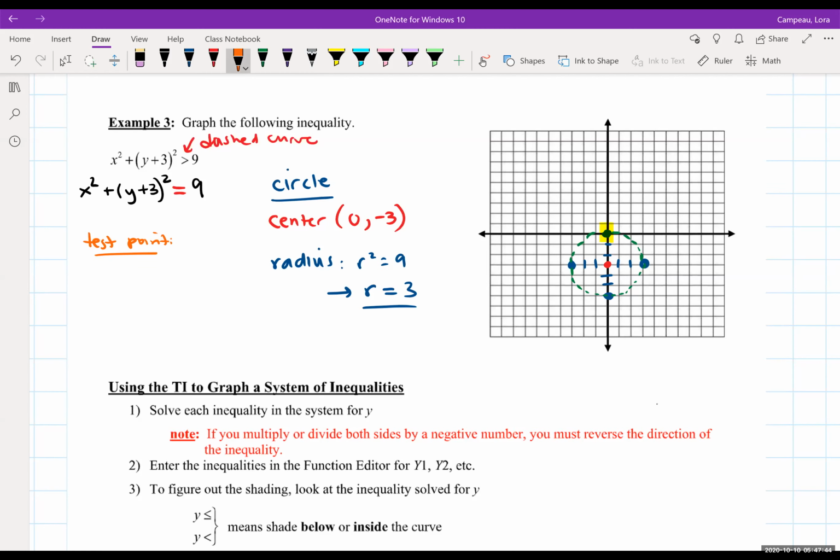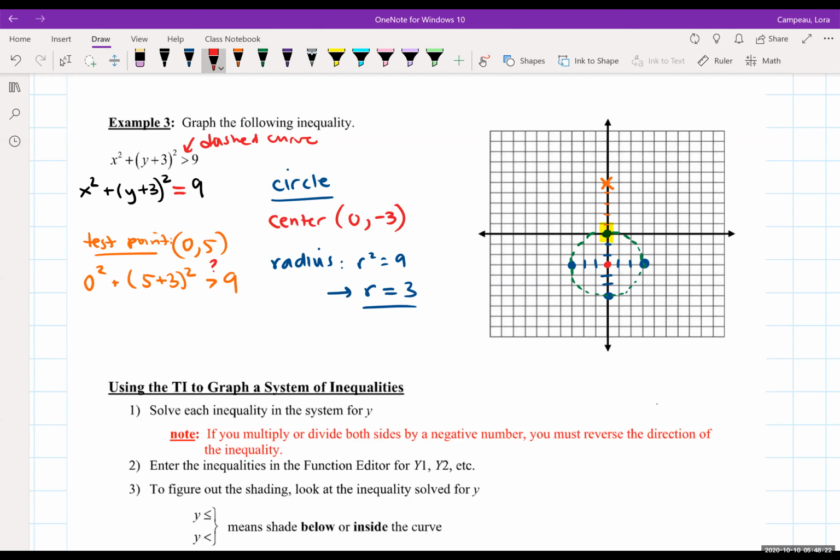But I might choose something a little higher, like 0, 1, 2, 3, 4, 5 maybe. Might be nice. So maybe a test point there. It could be anywhere. You don't have to use zeros either. But if I am using (0, 5) as my test point, I'll be plugging in to my inequality. So I would have 0 squared plus (5 plus 3) squared. Is that greater than 9?